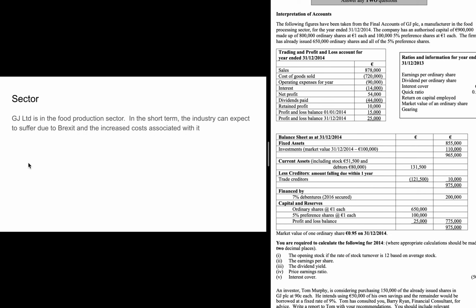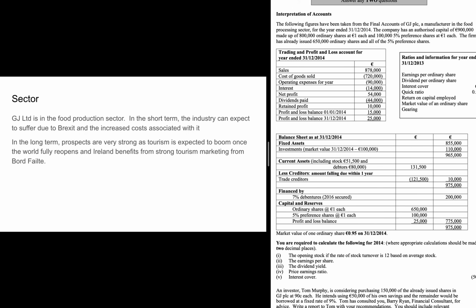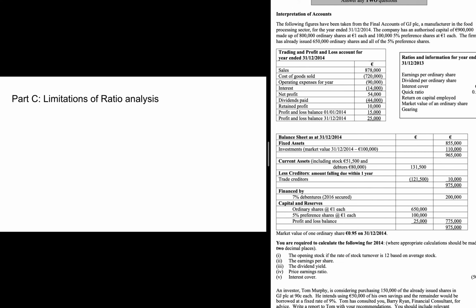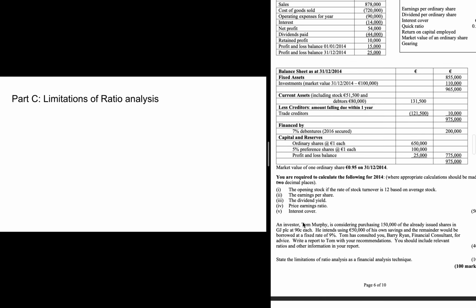So in the long term, we could say that food production is under pressure from production in other jurisdictions, which could impact GJ. Again, I'll put that in before I post. Part C then, you're asked about the limitations of ratio analysis as a financial analysis technique. You need two limitations really.